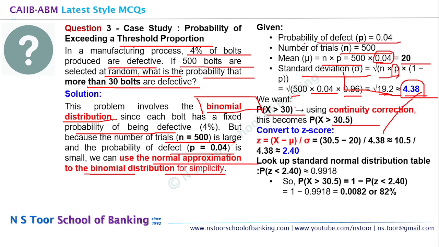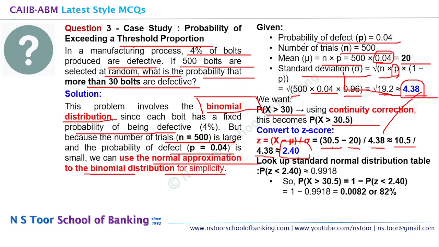जैसे मैंने आपको बताया when it is 30 we will take it as 30.5. So 30.5 minus mean mu, that is 20, divided by standard deviation, that is 4.38. So 30.5 minus 20 is equal to 10.5 divided by 4.38. So answer comes to 2.40.